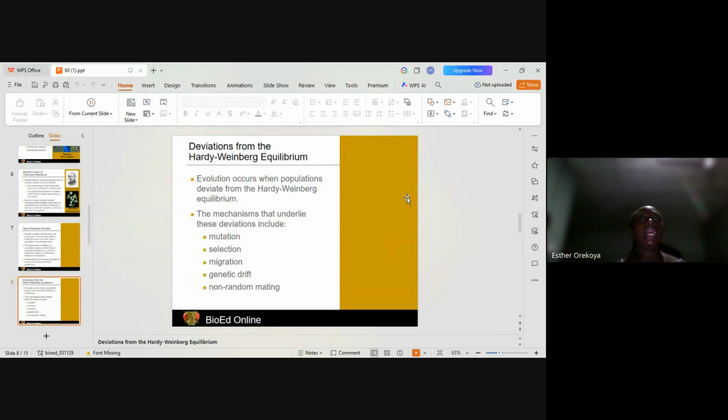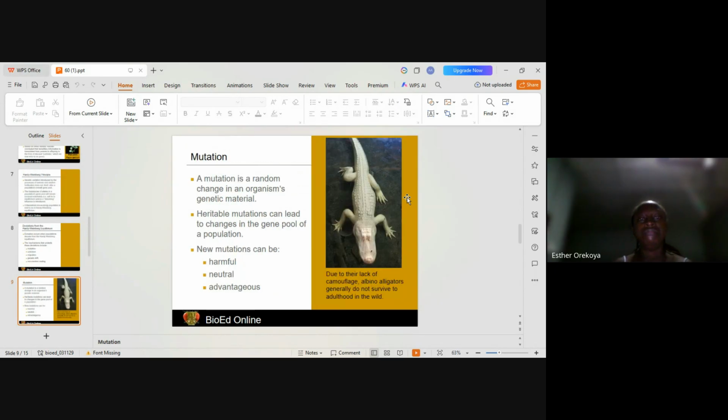Now, the mechanisms by which evolution occurs when populations deviate from the Hardy-Weinberg equilibrium, the mechanisms that underlie these deviations, include mutation. What is mutation? Mutation is when there is a change in the genetic composition of a species or an organism. Then we have selection, migration, moving from one place to another, genetic drift, and non-random mating.